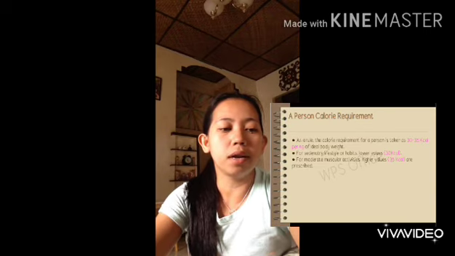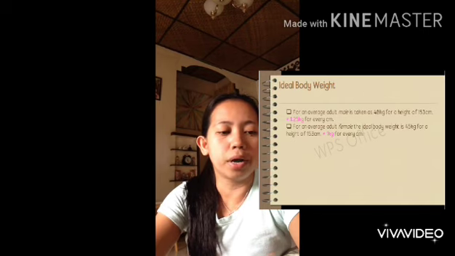For sedentary lifestyle or habit, lower values, 30 cal. For moderate muscular activity, higher values, 35 cal per kilogram. Ideal body weight for an average adult male is taken as 50 kg for height of 153 cm, 1.25 kg for every cm. For an average adult female, the ideal body weight is 45 kg for height of 153 cm, 1 kg for every cm.